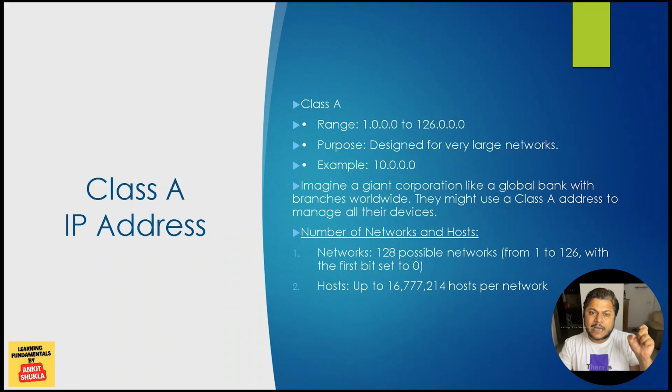The default subnet mask for Class A is 255.0.0.0, which indicates that the first 8 bits are used for the network portion, while the remaining 24 bits, the remaining 3 octets, are available for the host address. The number of networks and hosts that can be there in a Class A IP address would be 128 for networks, basically from 1 to 126 with the first bit set to 0. And then the hosts can be up to 16 million and above.